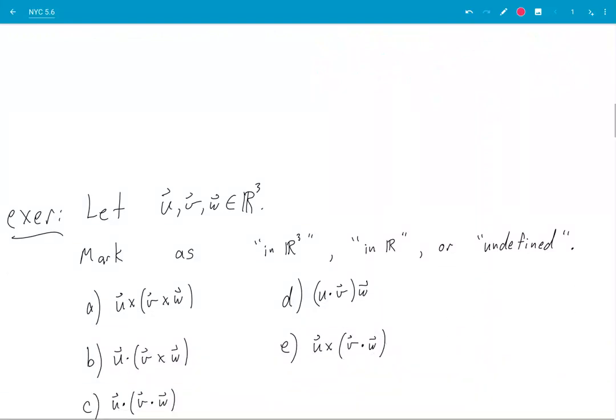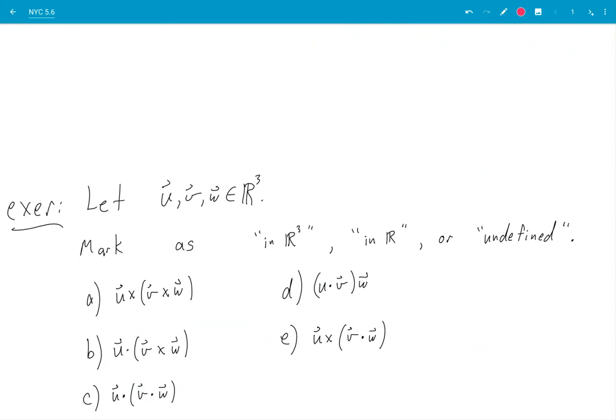Okay, I want you to pause, copy, and try this exercise. Pause, copy, try. So some of these things just don't exist at all. They don't make any sense. Like, you cannot do a dot product of a number with a vector. You cannot do a cross product of a number with a vector. So we don't define these things. The remaining things will be in R3 or in R.